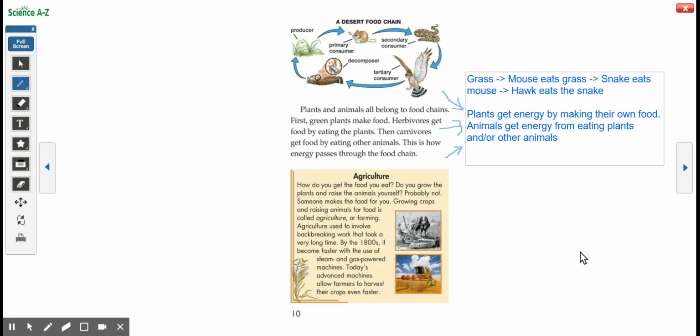All right, so how do you get the food you eat? I'm pretty sure that not every single student of mine grows plants and raises your own animals. So you eat only the stuff that comes off of your farm? Probably not. So, growing crops and raising animals for food is called agriculture. Agriculture is just a fancy way to say farming.